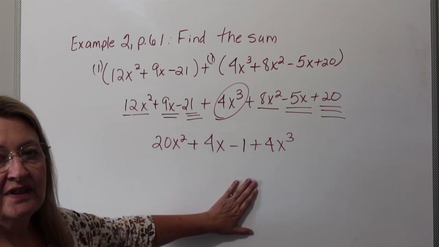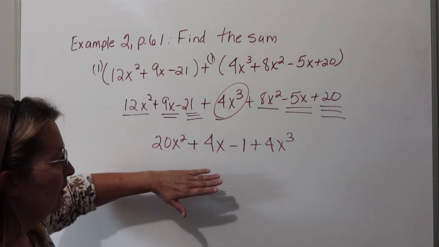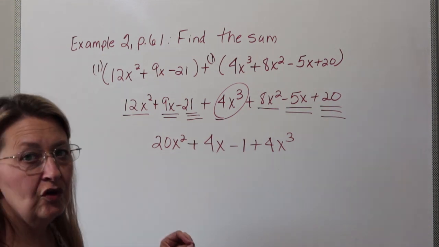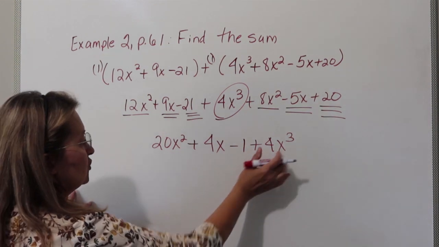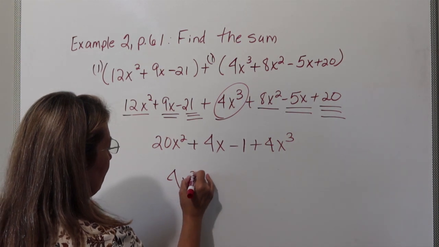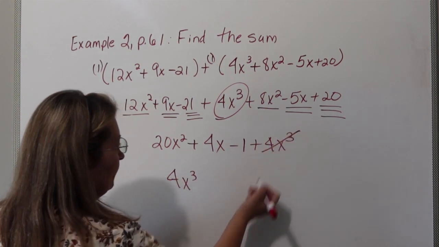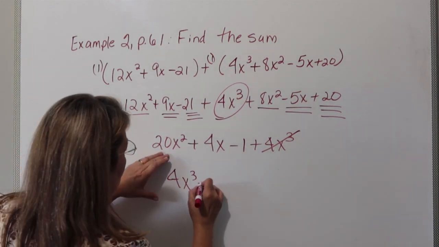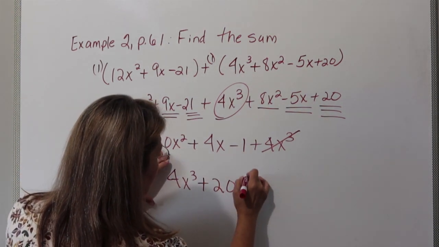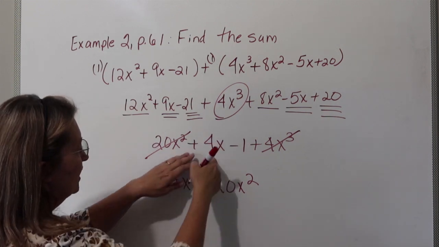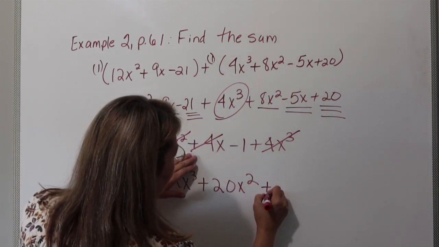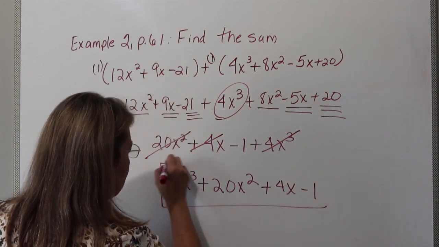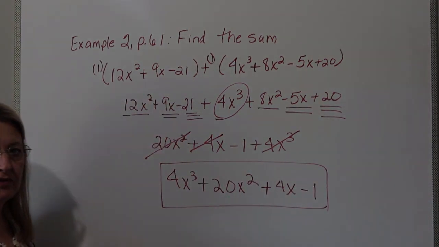Now, I want to put this in standard form, even though they don't ask for it, but let's put this in standard form, and that means picking out the highest degree and putting it first. So I'm going to put my 4x to the third first. That gets rid of it. Now, what's my next power of x? The positive 20x squared. What's next? The positive 4x. And then last is that minus 1. So this is going to be your final answer.